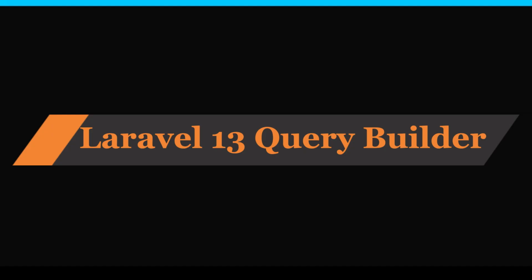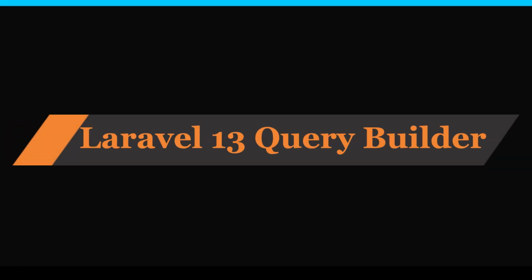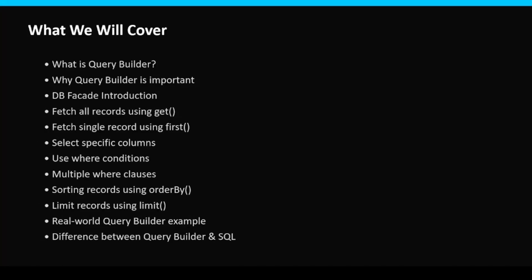And trust me, if you understand Query Builder properly, then Eloquent ORM becomes much easier, relationships become much easier, API becomes easier, and CRUD operations become easier. So in this video, we are going to learn how to fetch records and how to use where condition, how to sort data, how to get a single row and specific columns also, and multiple where conditions, and we are also going to use limit, and some real world Query Builder examples also we are going to see, and also the difference between Query Builder and SQL.